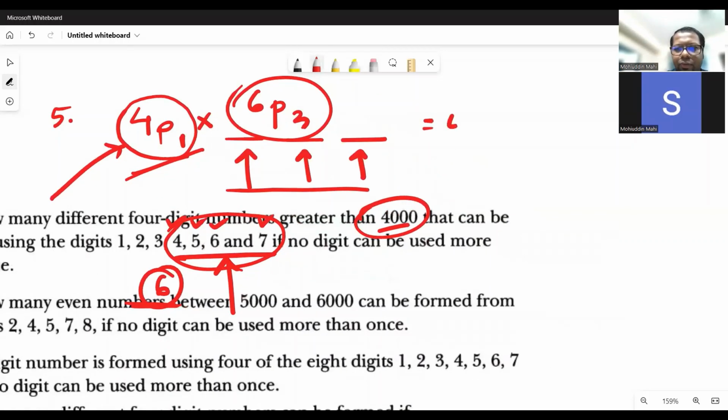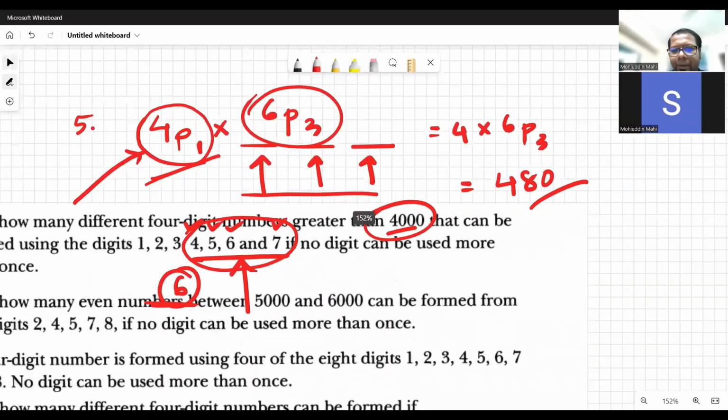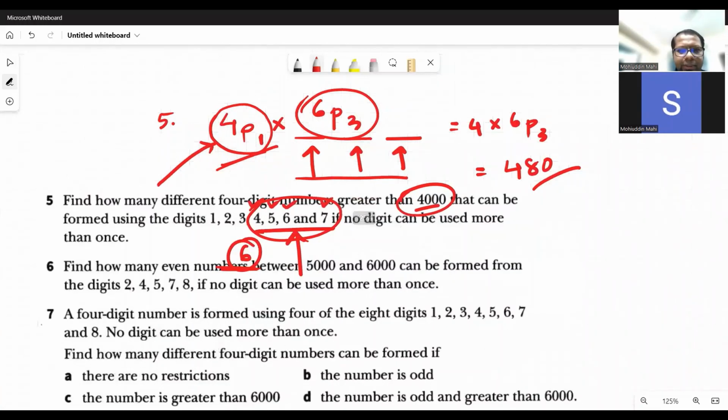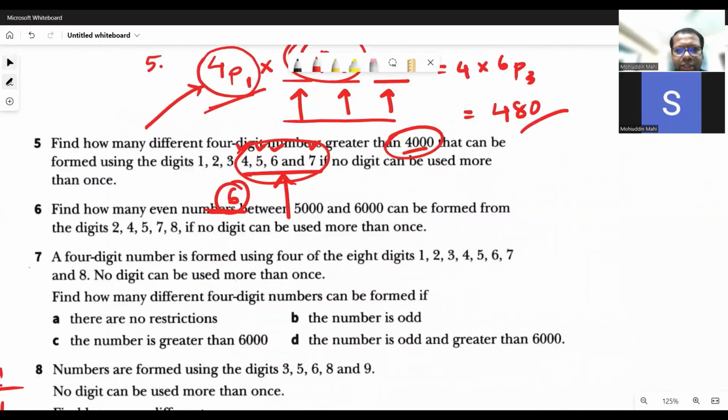So the answer is going to be 4 into 6P3. If you solve it, the value will be 480. Use the calculator, so you'll get your answer. Okay, fine. So let's move on to question 6.